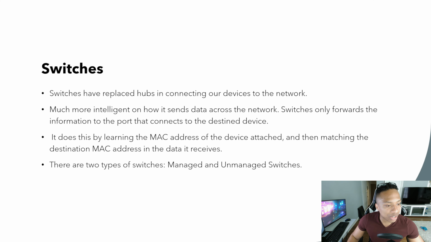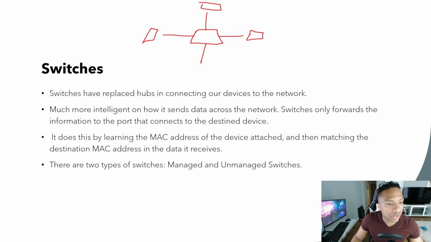So let's go to switches. Switches have replaced hubs. Switches forward information to the port that is connected to the destined device. So how does it do this? Well, switches have what is known as a MAC address table. So let me show you how switches forward data on the network. So in the middle, we have a switch. We have 4 computers. Computer 1, 2, 3, 4.